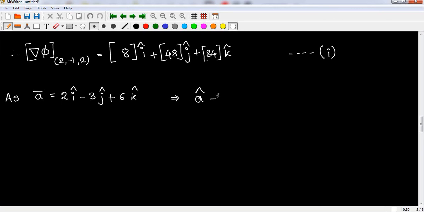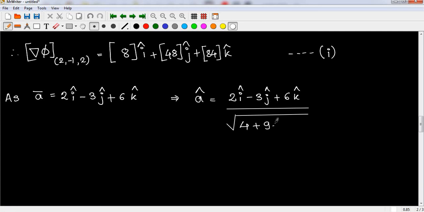So, we can find the unit vector along a bar by dividing this vector by its magnitude. So, magnitude. We simplify this. The square root of 4 plus 9 plus 36 is equal to 7, so the unit vector is 1 upon 7 times 2 times i bar minus 3 times j bar plus 6 times k bar. This is your vector a cap.